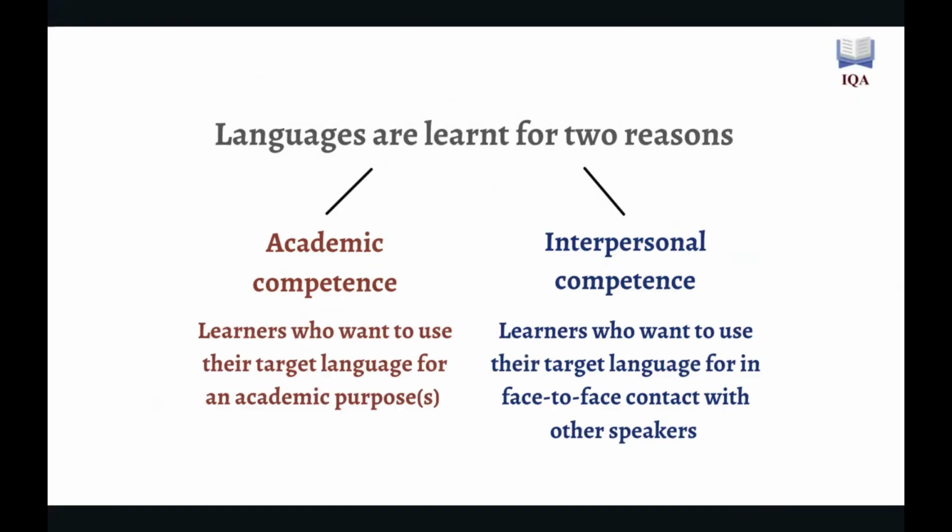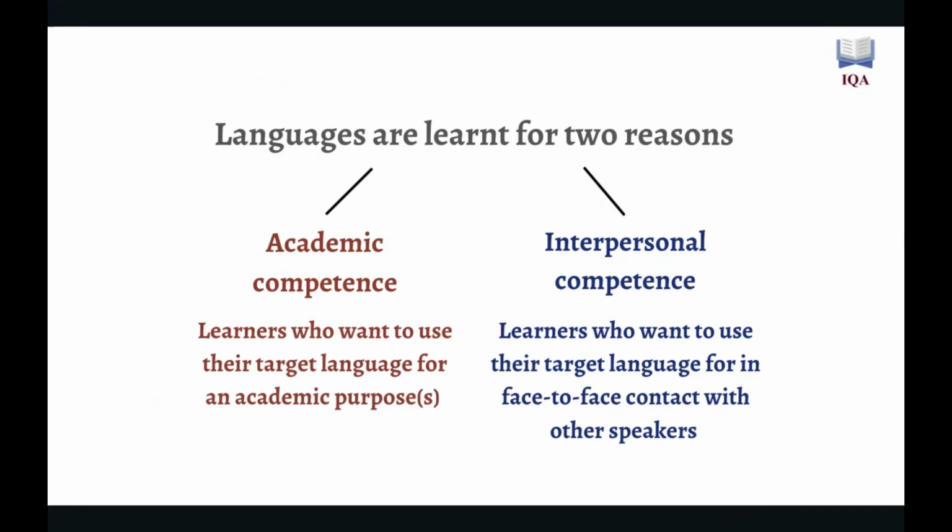Academic competence is learners who want to use their target language for an academic purpose. Think about again those international students that come here to study engineering and English. They're learning English for an academic purpose, not for interpersonal competence, which is going and buying a coffee and face-to-face contact with other speakers.